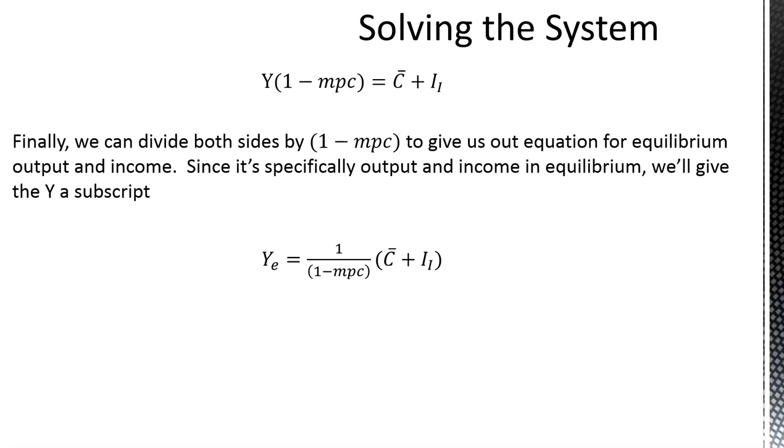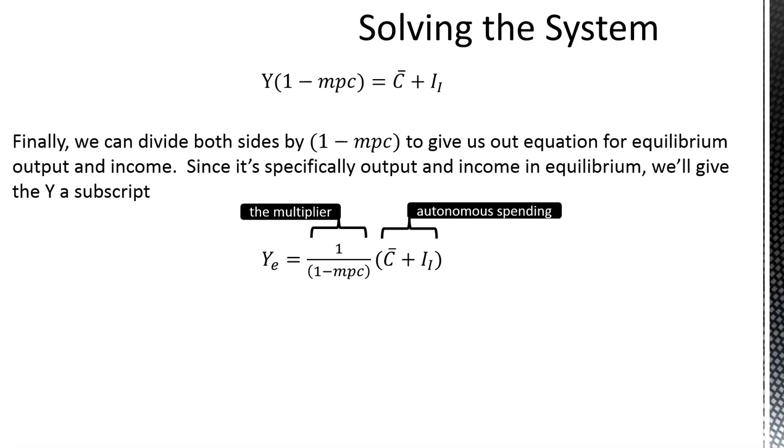This equation for equilibrium output and income has essentially two components. That first component there is 1 over 1 minus the MPC. We'll call that the multiplier. The second component then is just the sum of all of our autonomous types of spending. In this case, that's autonomous consumption and intended investments.